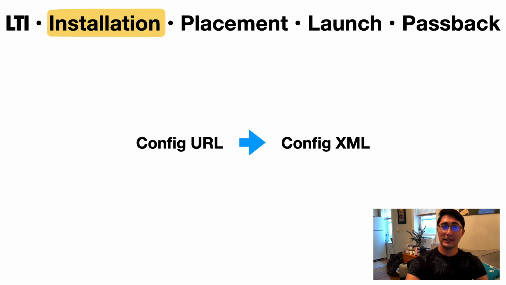If a tool gives you a config URL instead of an XML, that's totally fine. The URL is just something you have to visit to get the XML. So if you visit the config URL, you get the XML.